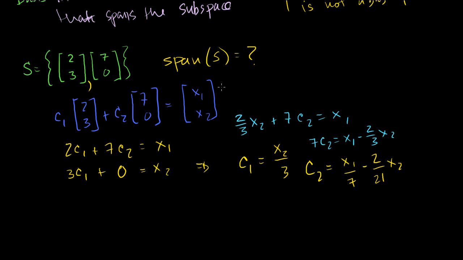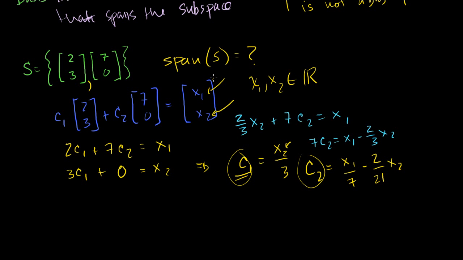So if you give me any x1 and any x2 that are members of the real numbers, everything we're dealing with right now is real numbers, I take my x2 divided by 3 and I'll give you your c1. I take x1 divided by 7 and subtract 2/21 times your x2, and I'll get you your c2. This will never break. There's no division by any of these, so you don't have to worry about them equaling 0. These two formulas will always work.